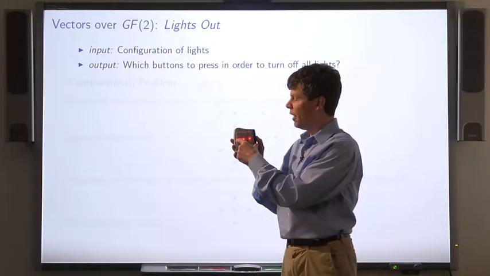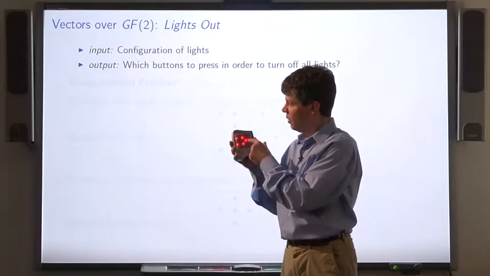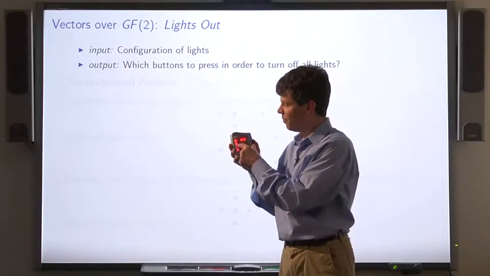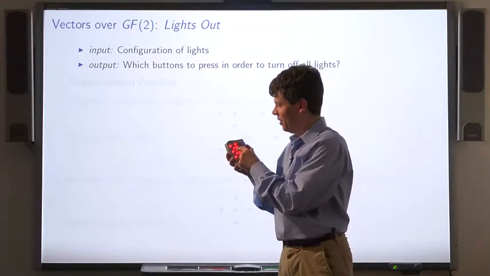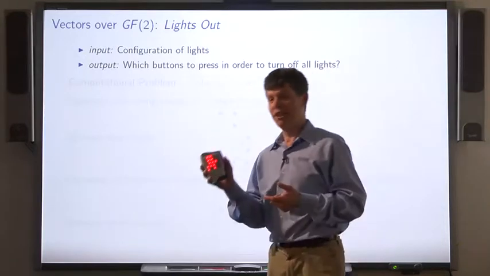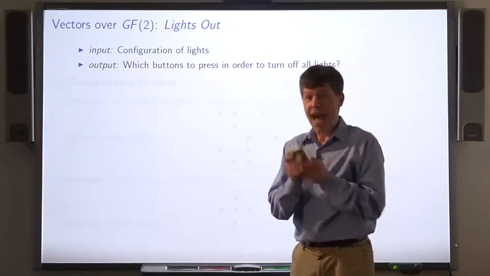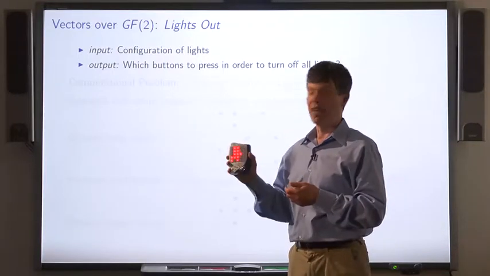So if I push this button, well, the goal is to push enough buttons to turn off all the lights. All right, I'm obviously not very good at this, but I know linear algebra. So I'm going to look at how we can use linear algebra to figure out how to solve Lights Out.